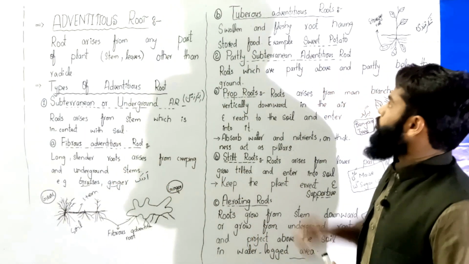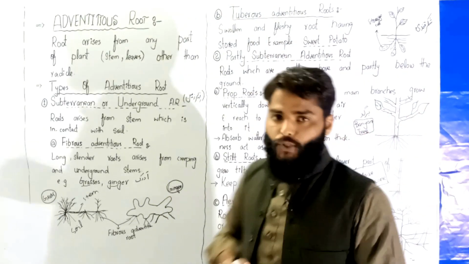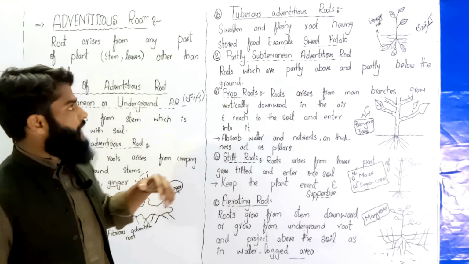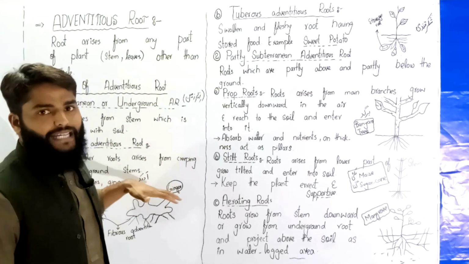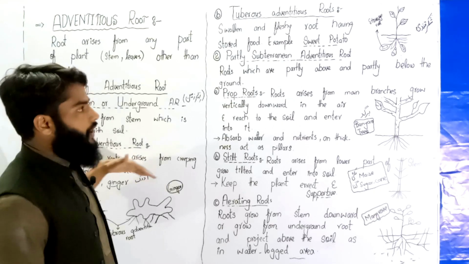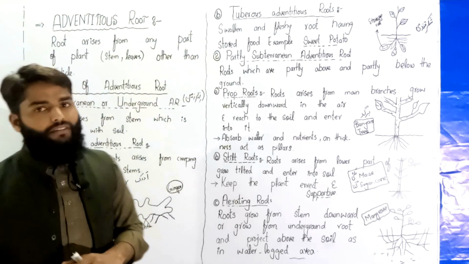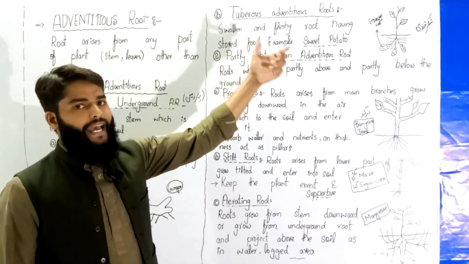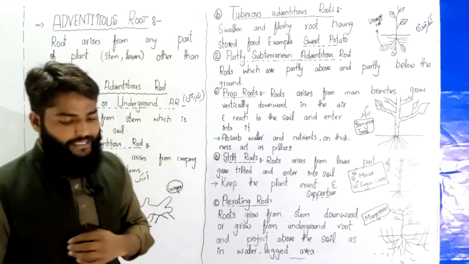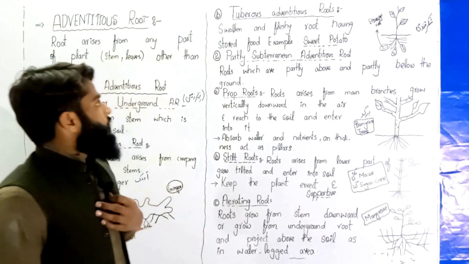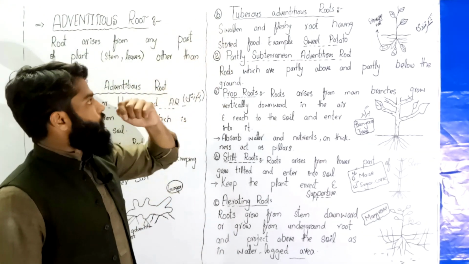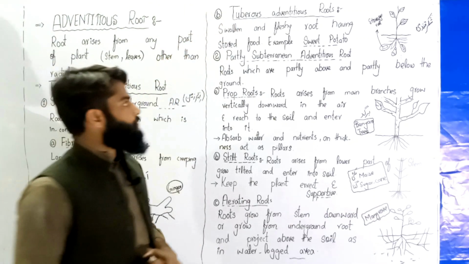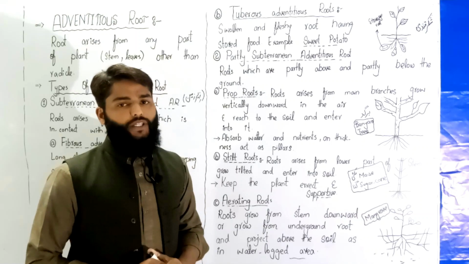The other part is the tuberous adventitious root. So tuberous adventitious root is different from the fibrous adventitious root. The fibrous adventitious root was actually long and slender, while the tuberous adventitious root is swollen and a little bit fleshy as compared to the fibrous adventitious root. So we can define tuberous adventitious root as swollen and fleshy root having stored food. The best example is sweet potato.